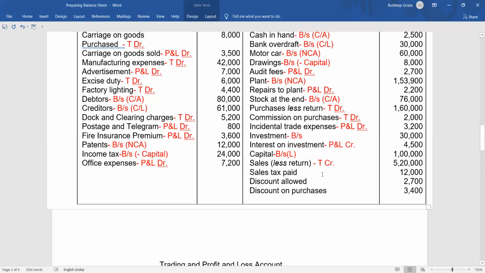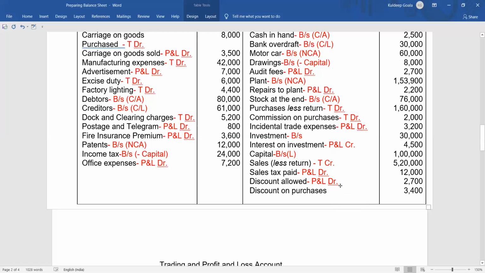Then coming to the next one, sales tax paid, it will come in the profit and loss account debit side. Then coming to the next one, discount allowed, it will also come in the profit and loss debit side.